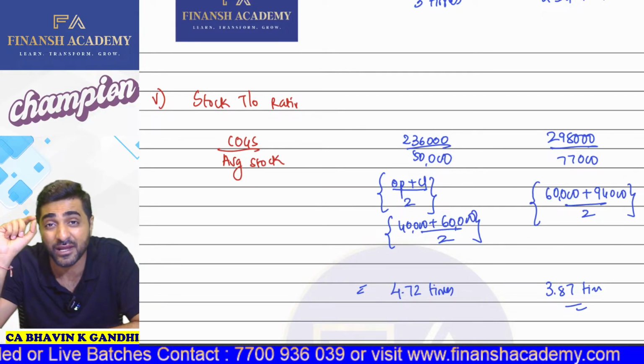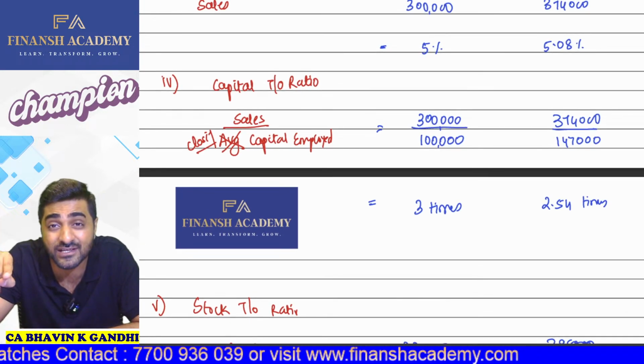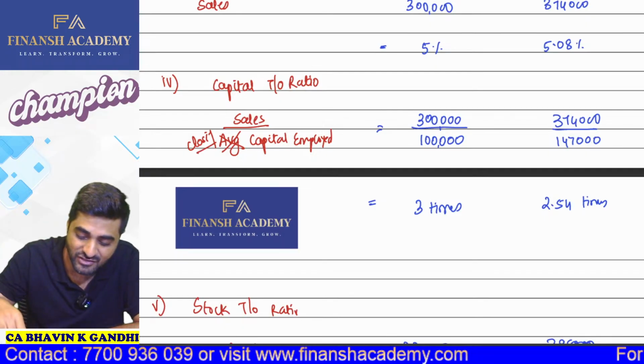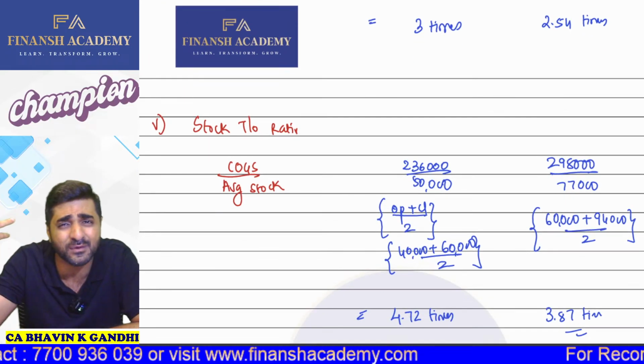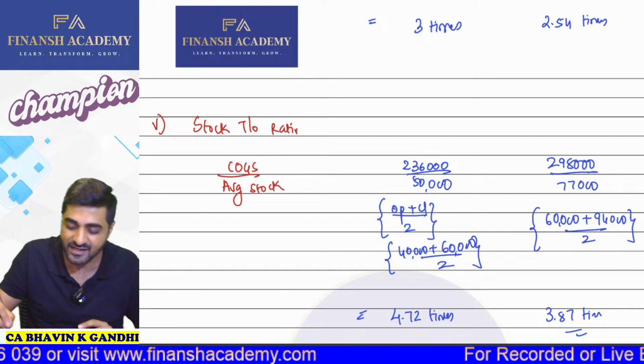I hope you have understood the difference. In the capital employed turnover ratio, we took the closing, not the average. And here in stock turnover ratio, we took the average. Why? Because opening was available. Very simple part. Then let's start with the sixth part.